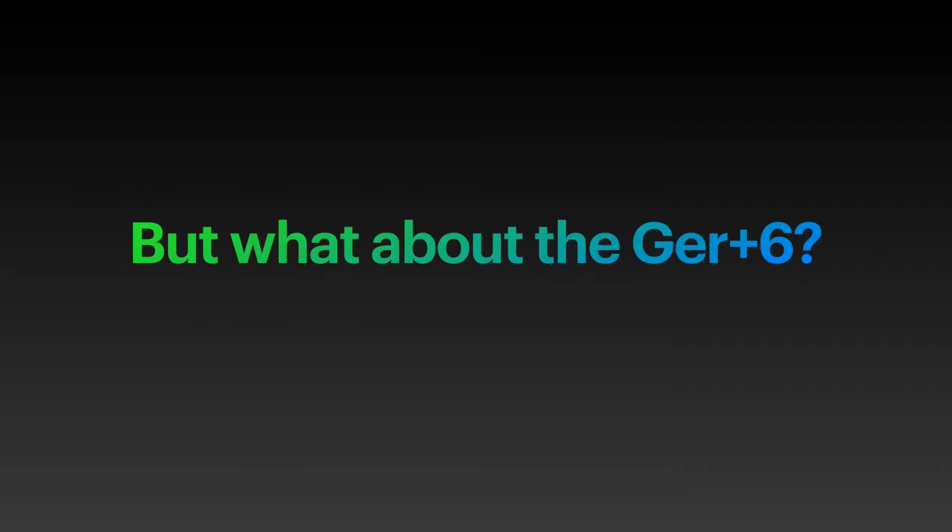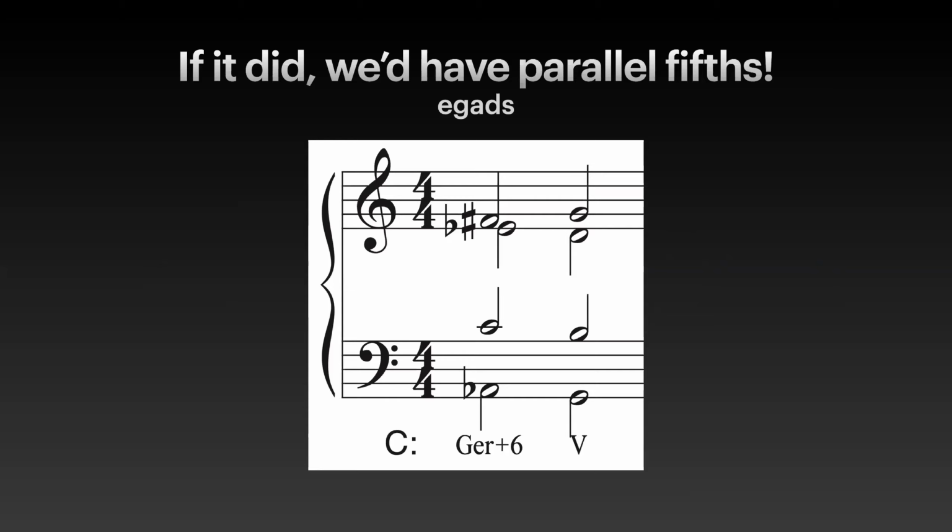All right, so we've got one more to deal with, the German augmented sixth. Well, you knew there was going to be a complication, didn't you? Generally, German augmented six chords don't go to five immediately. You might be wondering why. Well, if you try to do it, here's what you get.